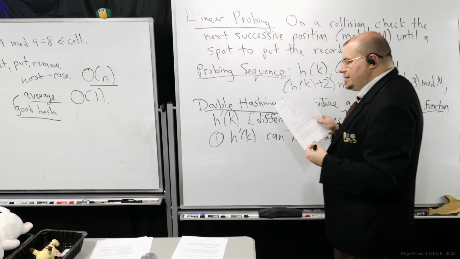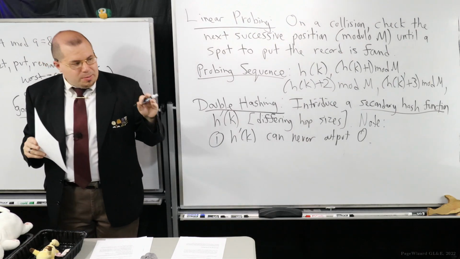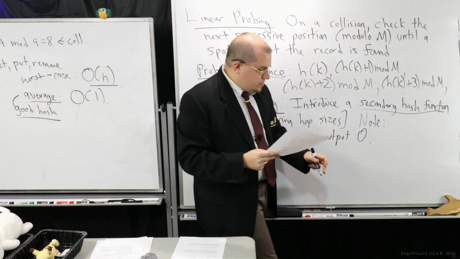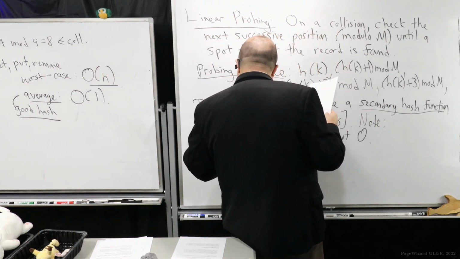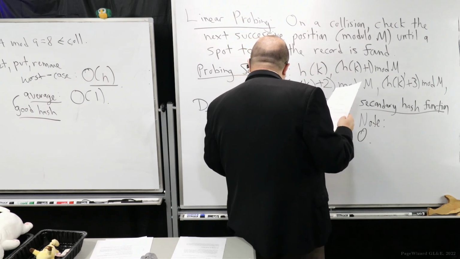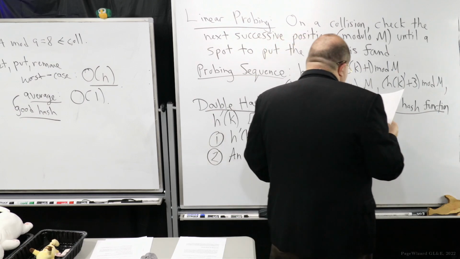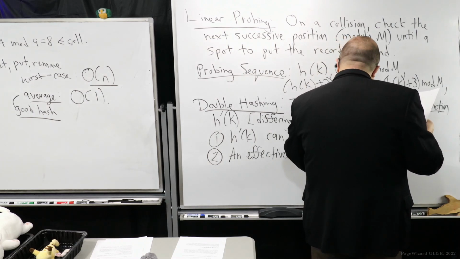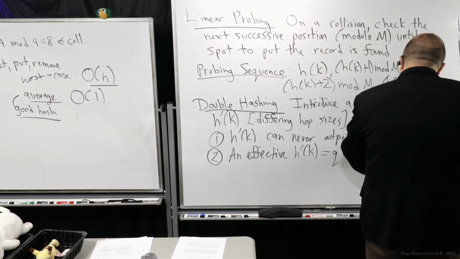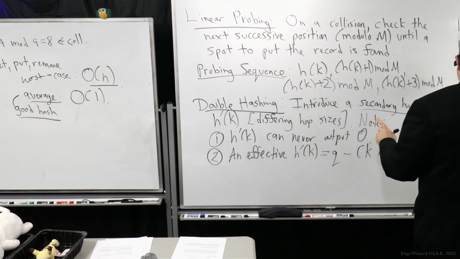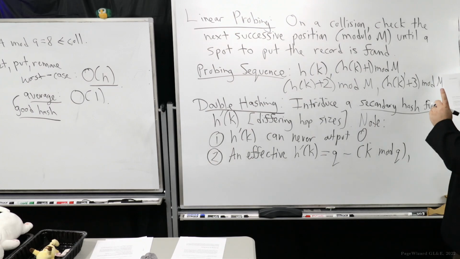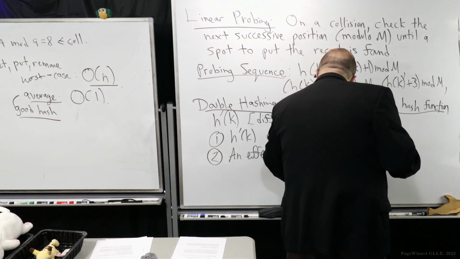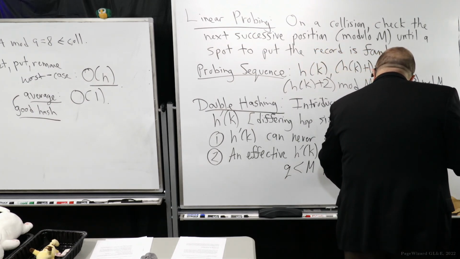Now, there are several other kinds of secondary hash functions you can use. I'll give you one that's fairly common for double hashing. This one will set up things nicely for us. An effective h prime, where our given k is as follows: q minus k mod q. And I must stress that q, which is less than m, is prime. So q is a prime number.